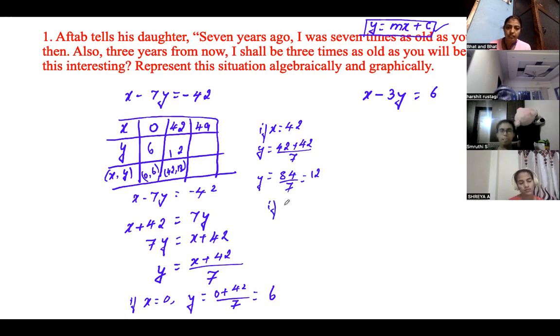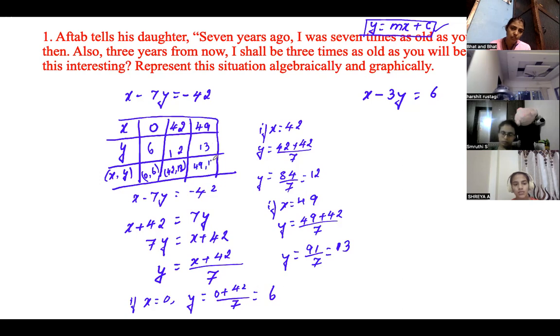Next, if x is equal to 49, what happens? y will be equal to 49 plus 42 divided by 7. So that will be equal to how much? 91 divided by 7. So that is 13. So y is equal to 13. What are the coordinate points now? 49, 13. These are the coordinate points. Got it?